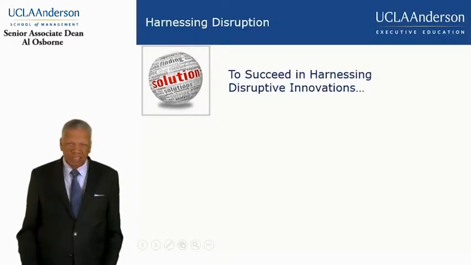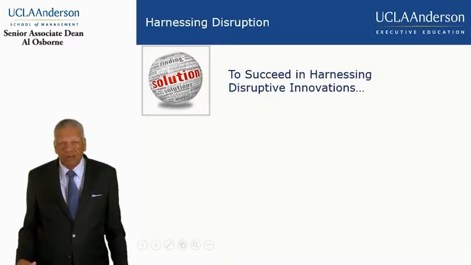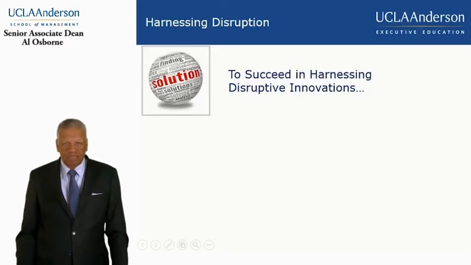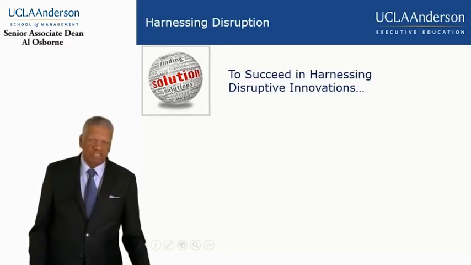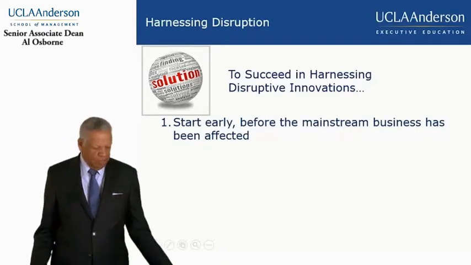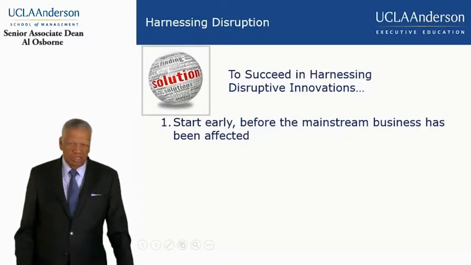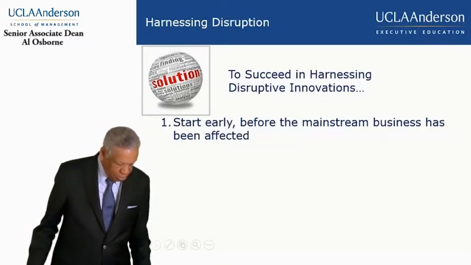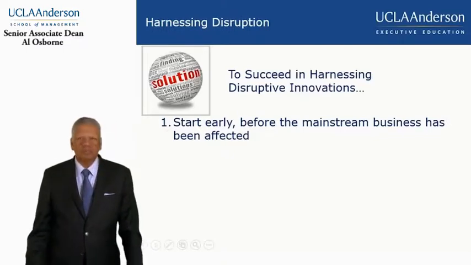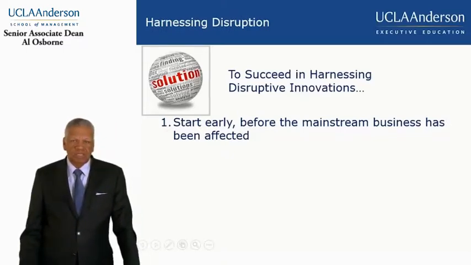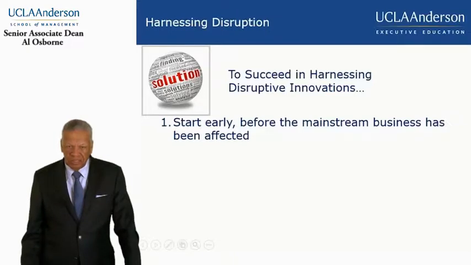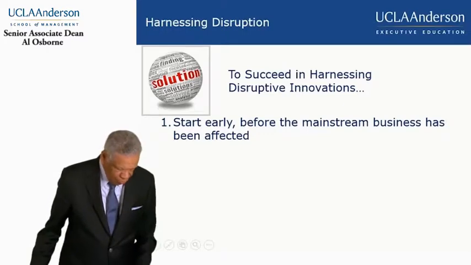Well, with that dilemma and understanding that process, one has to figure out how they harness disruptive technology. And to succeed in harnessing disruptive technologies, one needs to develop a set of principles. And these have been defined by Christensen. And what I'd like to do is share what some of these are with you. The first one is pay attention. Simply start early before the mainstream business is affected by the technology. That is to say, pay attention to the periphery.